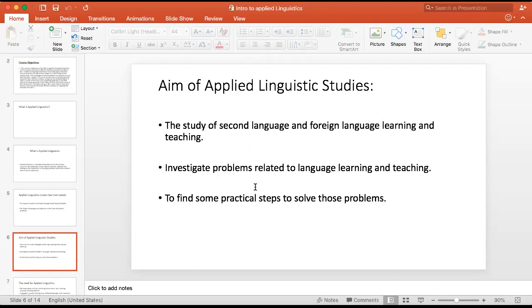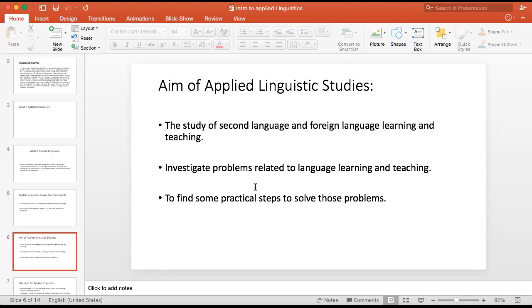So now, what is the aim of applied linguistic studies? Of course, it has to deal with the second or the foreign language. Yesterday I differentiated the second language and the foreign language in my lecture. And I gave you the example of English as a second language for us and English as a foreign language for maybe the French people or the German people or for the Chinese people. Okay.